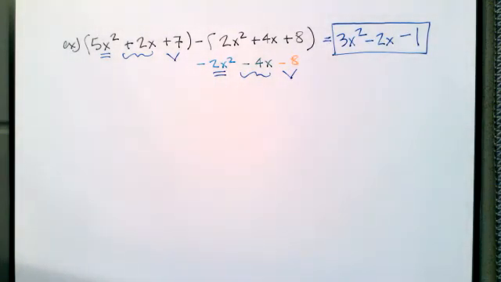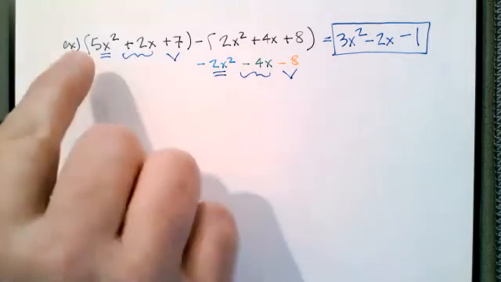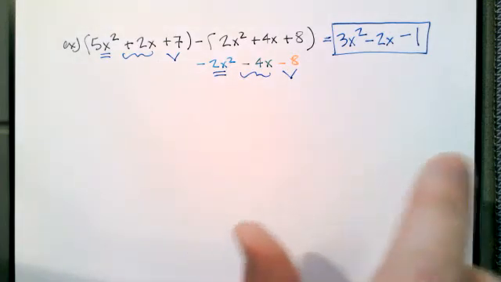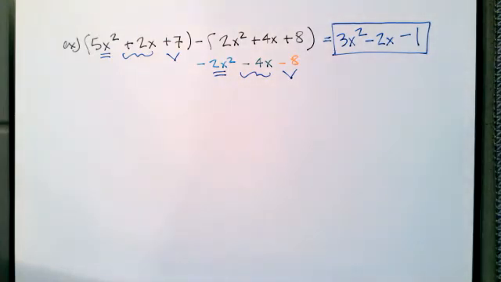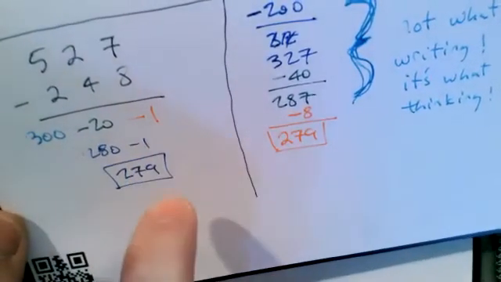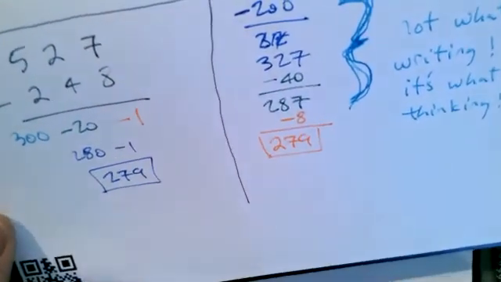If we look at these polynomials and let x be 10, I'm looking at 527 minus 248. And the answer was 279. But when we subtracted by place value, the answer was 300, negative 20, negative 1, which in normal notation is 279.